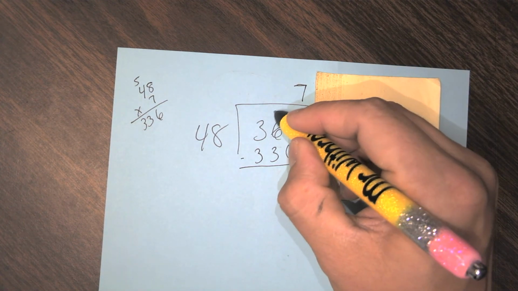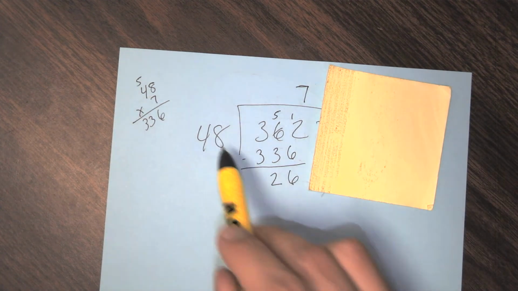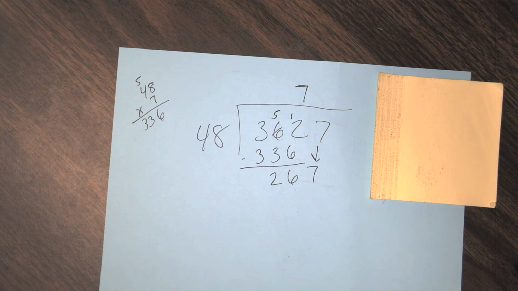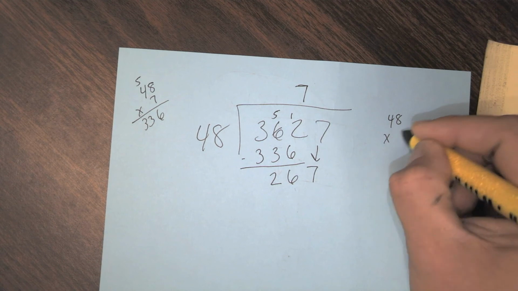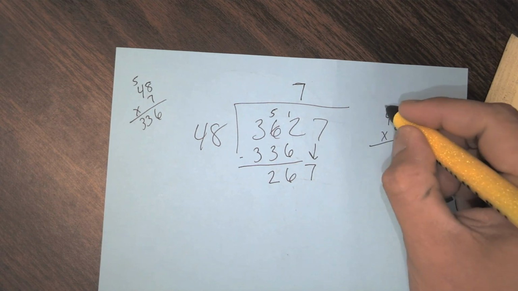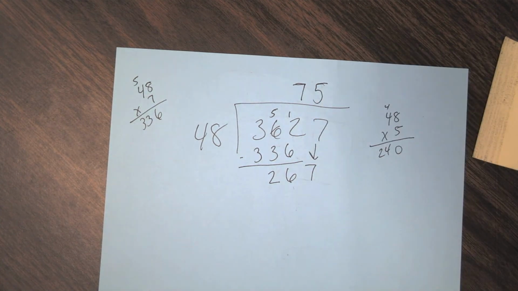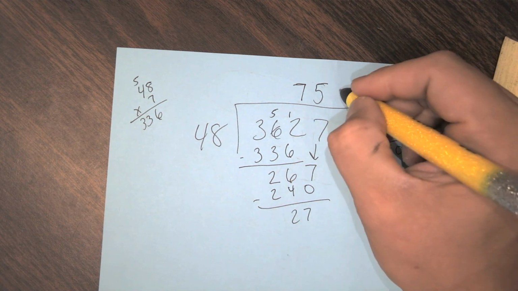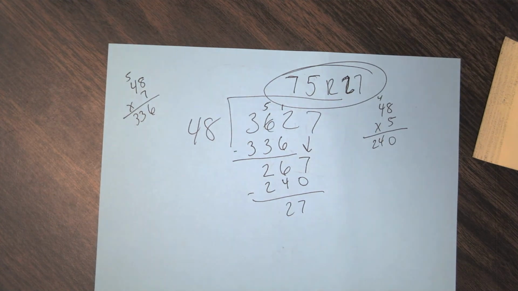Okay, we have to subtract, so we have to borrow. So we get 26. Does that work? No. So we have to bring our 7 down. So 48 goes into 267 5 times. 5 times 48 is 240. And you get 27 left over. 75 with a remainder of 27. Any questions?